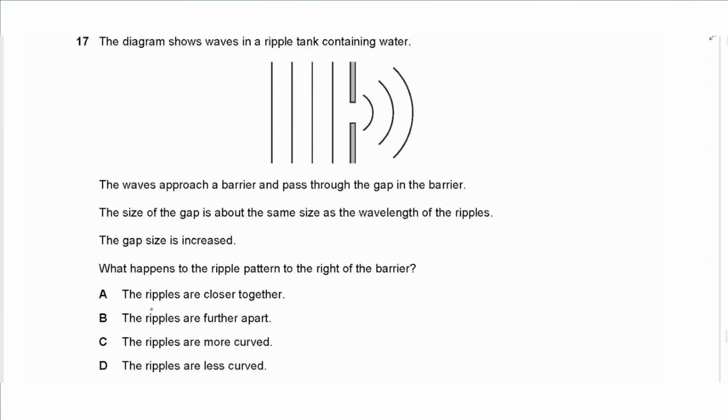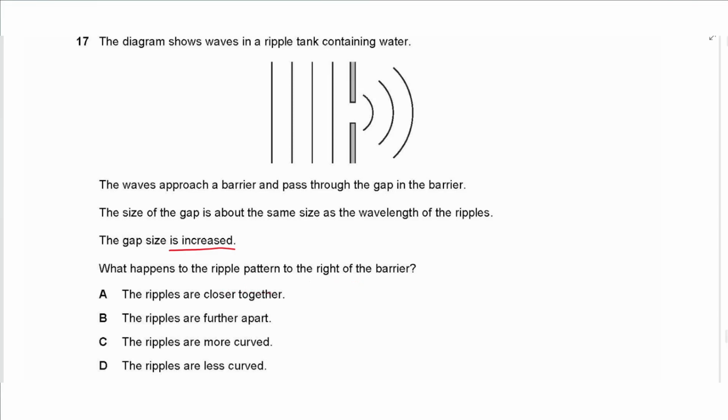Question 17 says the diagram shows waves in a ripple tank containing water. The waves approach a barrier and pass through the gap in the barrier. The size of the gap is about the same size as the wavelength of the ripples. The gap size is increased, so it's now wider than the wavelength. What happens to the ripple pattern to the right of the barrier?